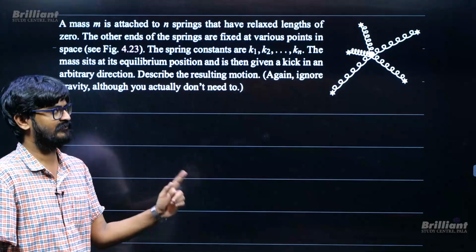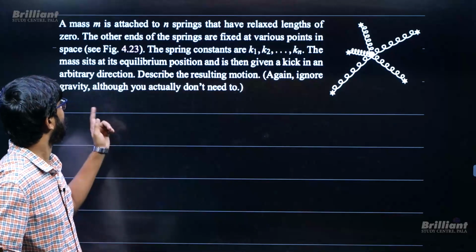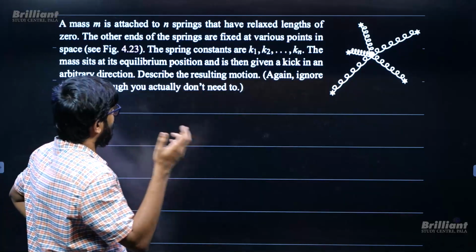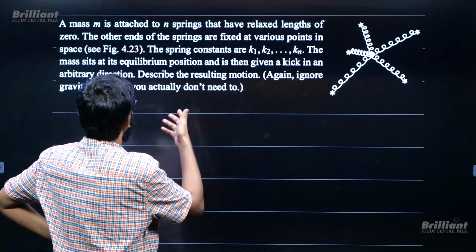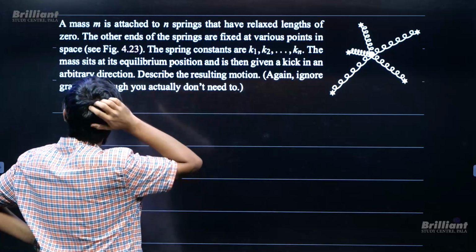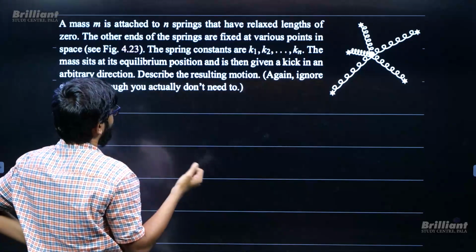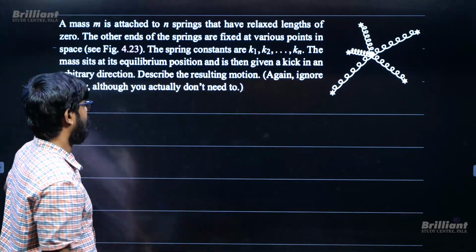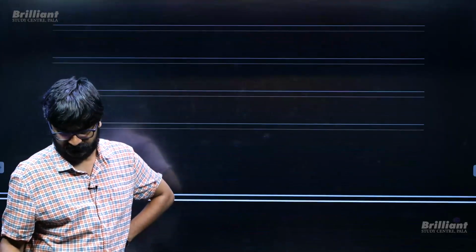Previously there was some video in Newton's law somewhere. The other ends of the springs are fixed at various points. The spring constants are K1, K2 and so on. The mass sits at its equilibrium position and is then given a kick in an arbitrary direction. Describe the resulting motion. Again, ignore gravity, although you actually need not to.